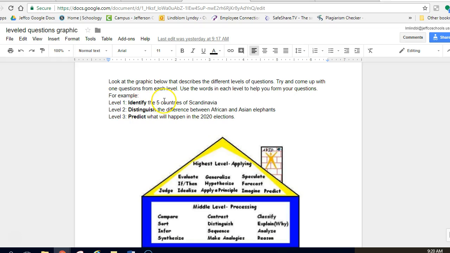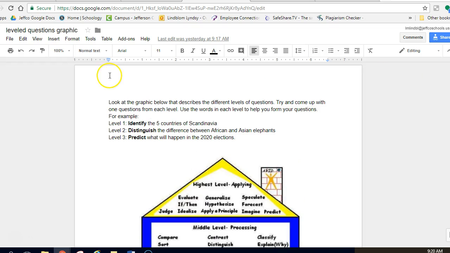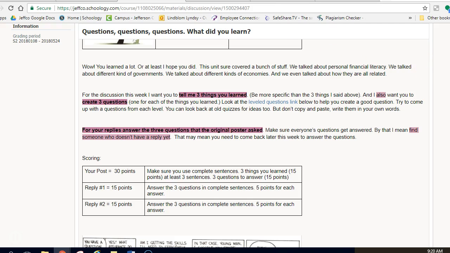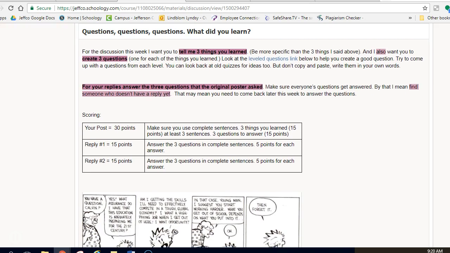Here are some example questions that I created from each of the levels. Level 1, identify the 5 countries of Scandinavia. That's something you could easily point to if it was written in a reading. Level 2, distinguish the difference between African and Asian elephants. You can still kind of point to it, but you have to do a little bit of work. And level 3, predict what will happen in the 2020 elections. Obviously, that's not something we can read about because it hasn't happened yet. So, something that makes you think. Alright, so try and come up with a level 1 question, a level 2 question, and a level 3 question. If you are having trouble with that, let me know and I can help you.